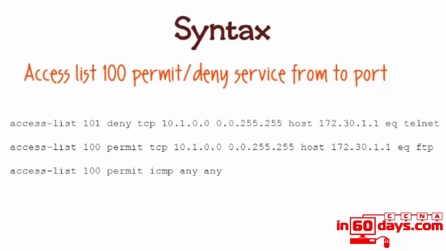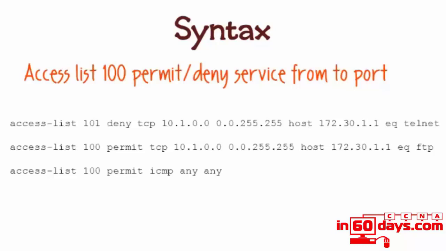The next line, this is a different access list it looks like because we're configuring access list 100. You can do that, but obviously as I said earlier, you're only allowed to have one access list per interface per direction. So this could be an access list for another part of the network. So we're permitting TCP traffic from the entire network 10.1 to host 172.30.1.1 equals FTP.